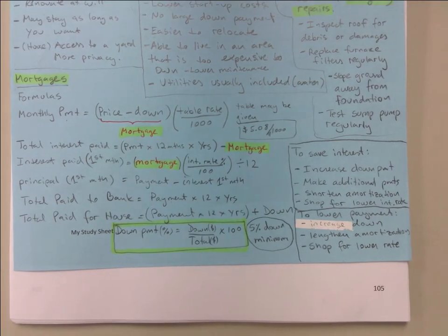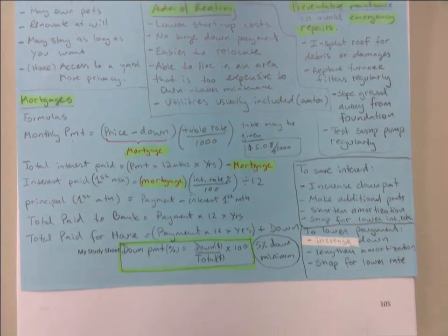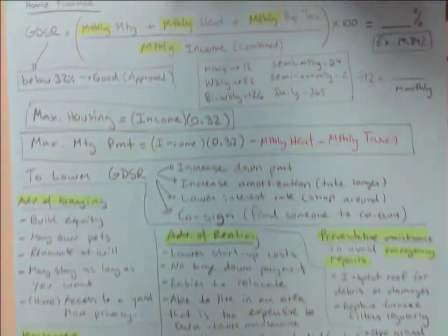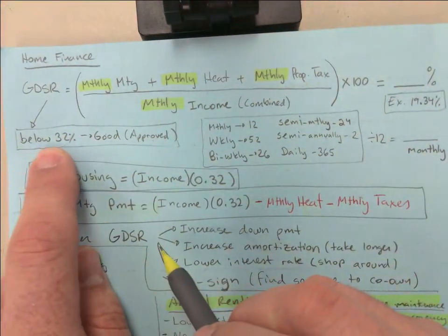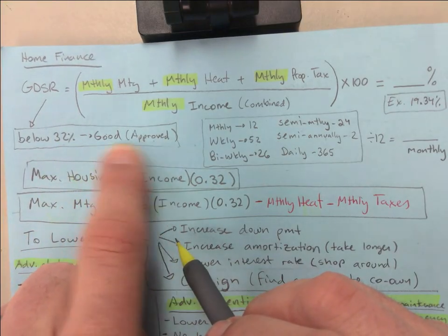My study sheet is not good on that end. It's there. Oh yeah, I do. Okay, right there. Below 32% is good. You're approved.